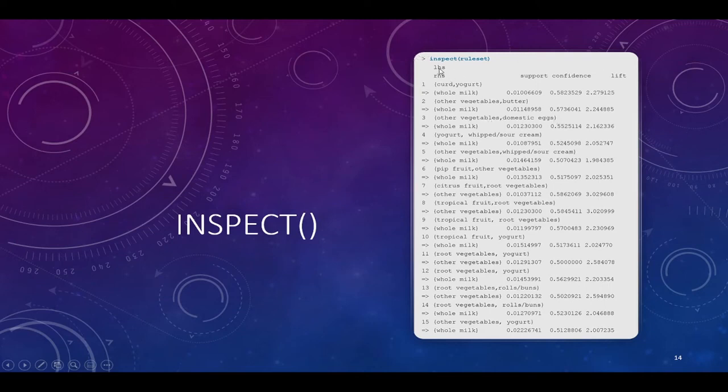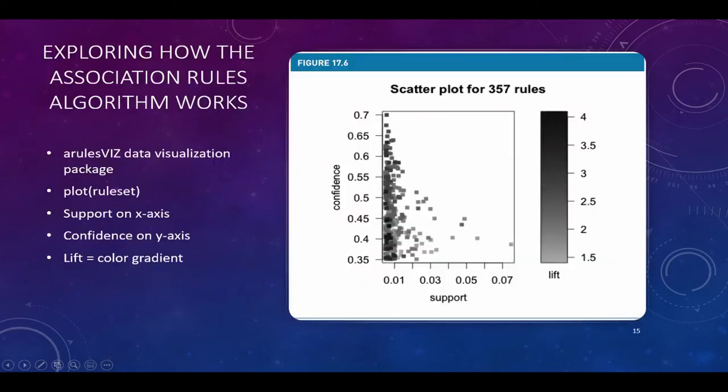Okay, so it's got left-hand side, right-hand side, support, confidence, and lift for each individual rule. Now, what might be a little bit more helpful is to actually visualize these rules. So, new library alert, you can use the arulesViz to visualize. It's the same arules as before, but we have viz after it for visualization.